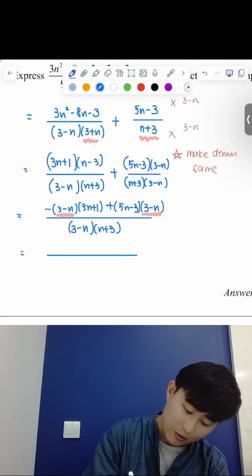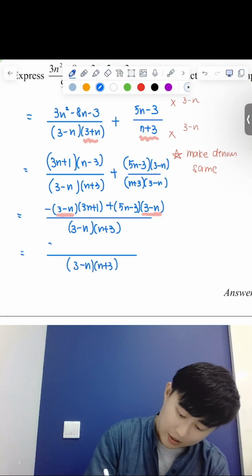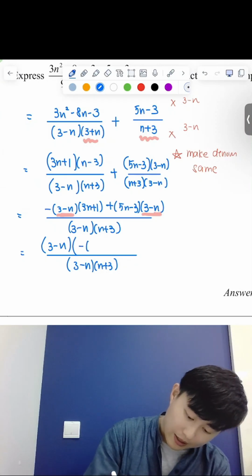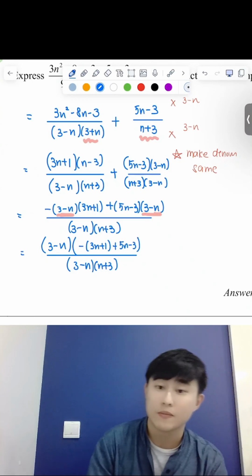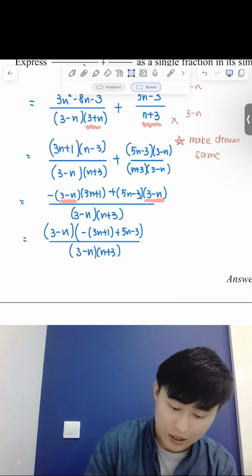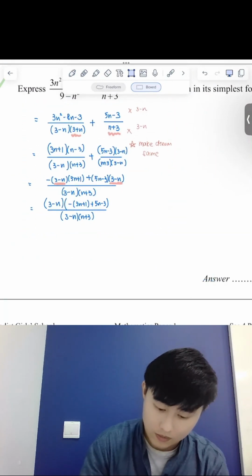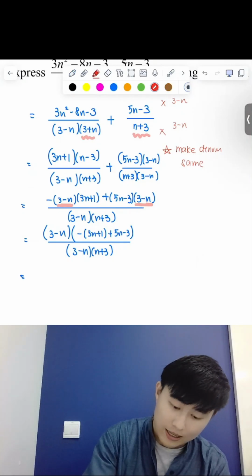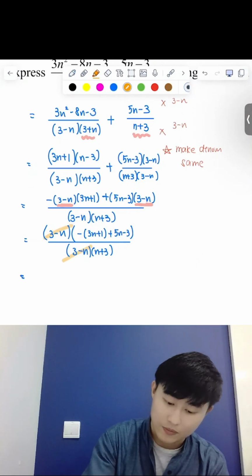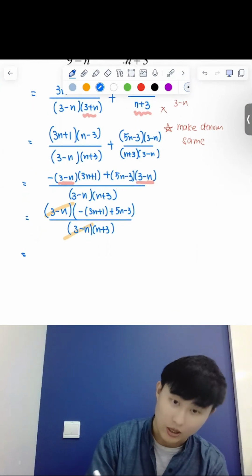So when I take out this, what I'll end up with is something like this. This is 3 minus n, whatever that I'm left with in the bracket, negative 3n plus 1 plus 5n minus 3. Let me make this a bit smaller. Then from here, I'm going to continue. You can recognize that I can cancel out this and this. So what I'm left with is really just whatever is left at the top.